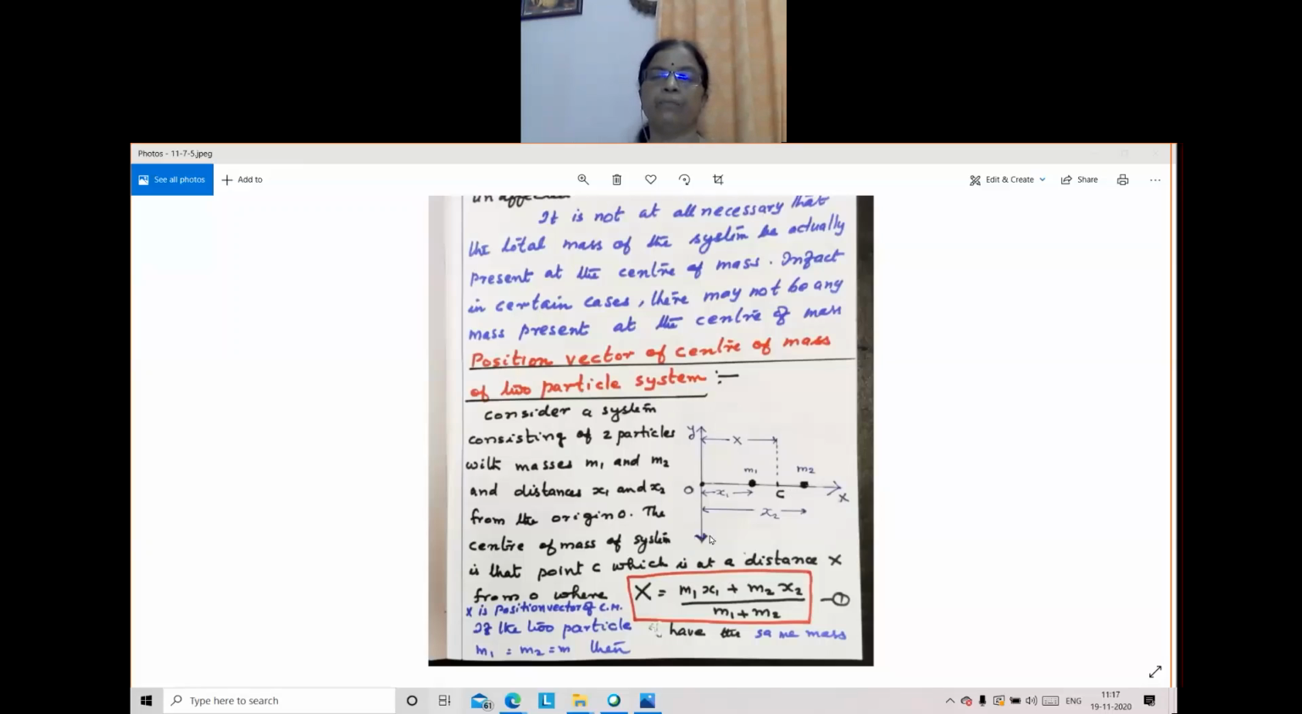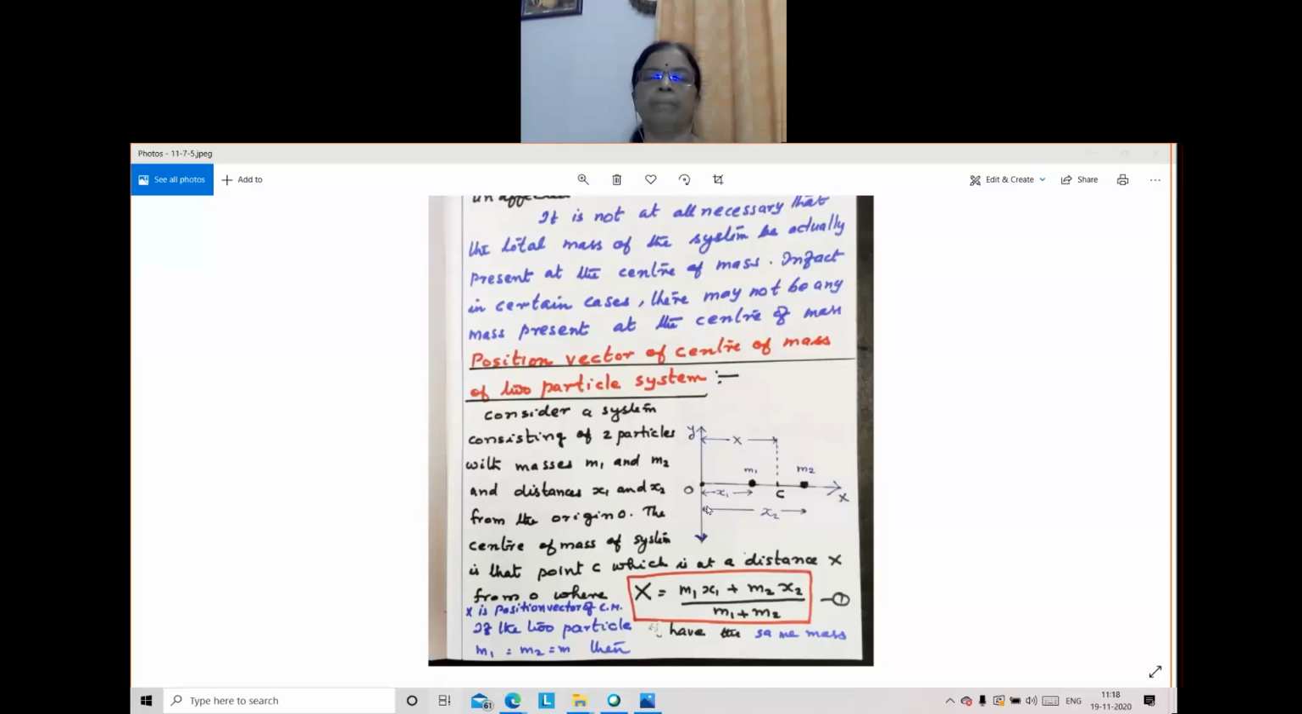So now what are we going to find? The position vector. Where should the center of mass lie? That is what we have to find out. In such a system, two particles are there, with distances x1 and x2 from the origin. In that case, where will the center of mass lie? That is the question. And for finding that, there is a formula. And see, mass of the body into its distance from the origin.